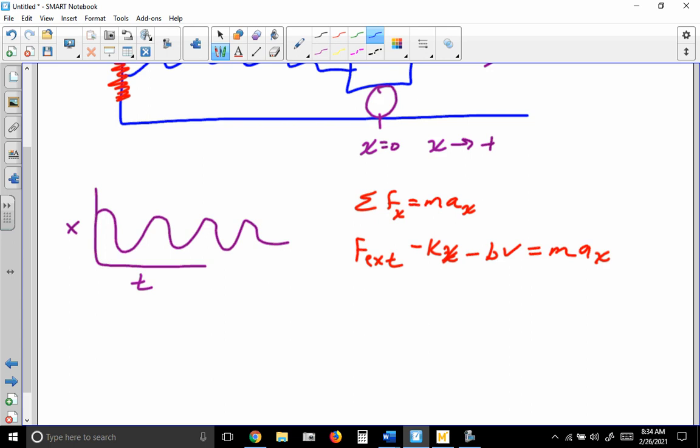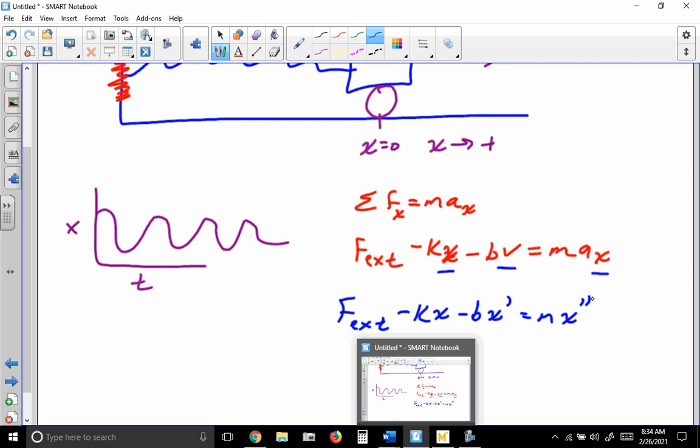Notice we have three different levels of derivatives and or integrals. We have position, velocity, and acceleration in this equation. So let's put these all at the same level. Let's put them all in terms of position. So we have one term that's in position. Velocity is the derivative of position, so x prime. Acceleration is the derivative of velocity, or the second derivative of position.